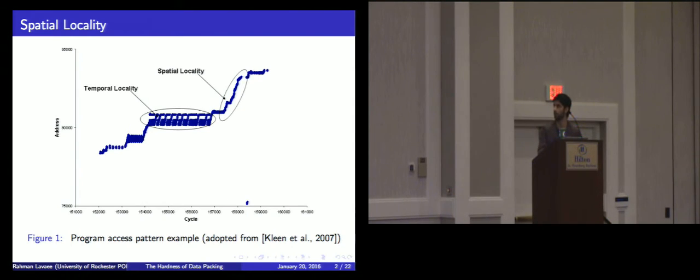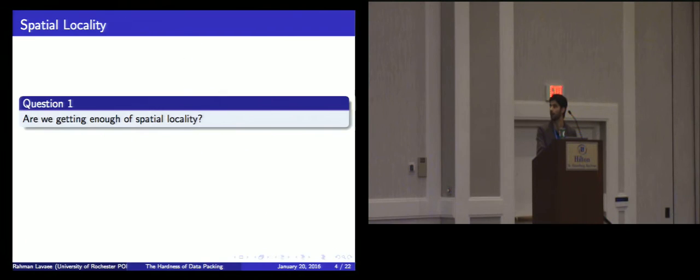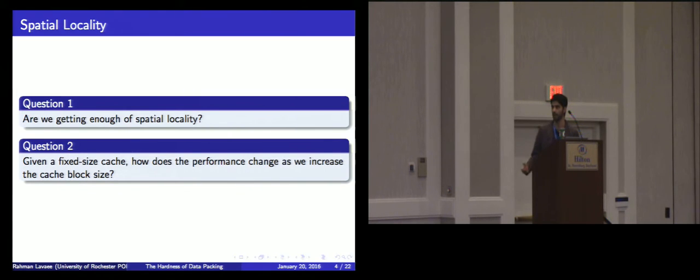But not all programs show this much spatial locality. So we have programs that show poor spatial locality. You don't see good enough spatial locality. So this brings up the question: are we getting enough spatial locality? A more quantitative way to ask this question is, given a fixed size cache, how does the performance change as we increase the cache block size?